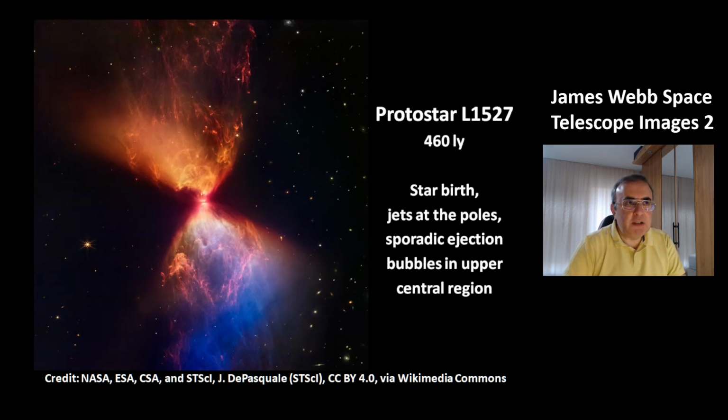This is a picture of the Protostar L1527, which is located 460 light years distance. This is a picture of the birth of a young star. And you can see these jets at the poles. And the ejections are sporadic, not constant. That's why you have these bubbles in the upper central region.